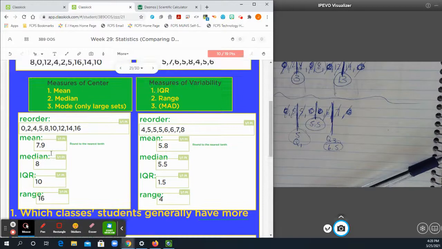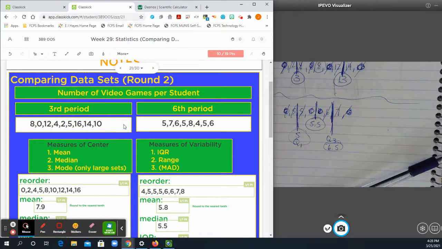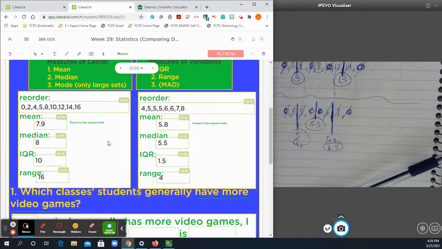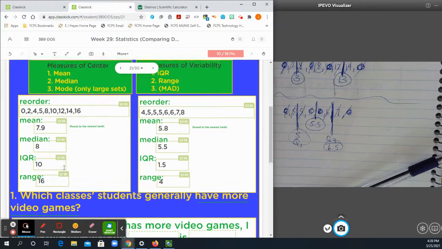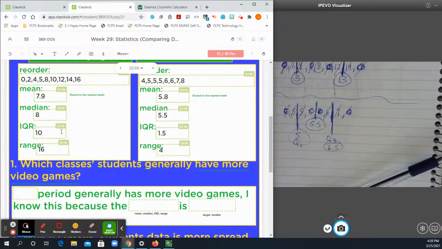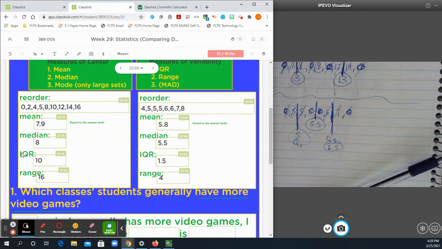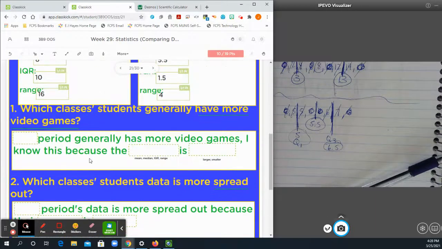And then when you look at these two, we were just talking about which one's more spread out. But when you look at IQR and range, we said third was more spread out. Also look at the IQR. The IQR and range are both bigger than these. IQR and range measure how spread out something is. So the bigger the number, the more spread out. So all of these numbers have their usefulness. It's just a matter of understanding how to use them. So this is where we're going.